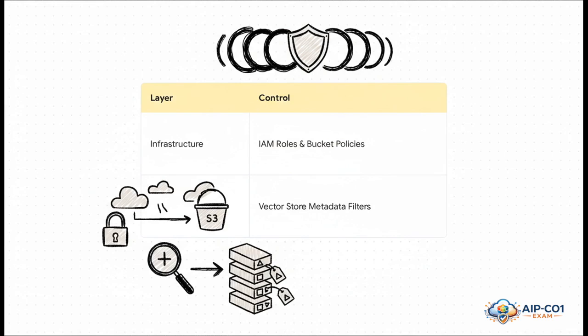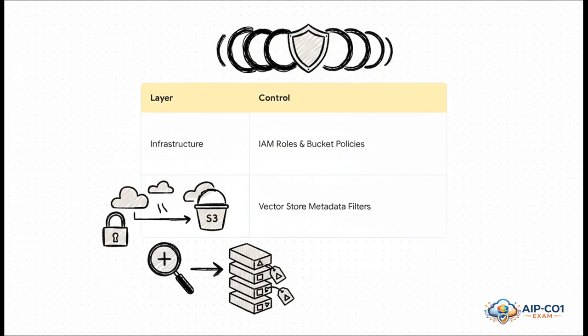And the answer, again, is all about having layers of defense. First, at the infrastructure level, you have strict access policies on your S3 buckets. But just as important, you tag every single chunk of data with a tenant ID. This lets your vector store apply a filter, so a query from Clinic A can only see data that belongs to Clinic A, period.